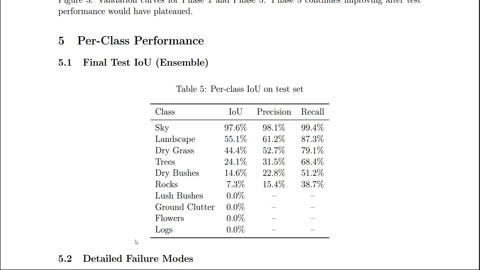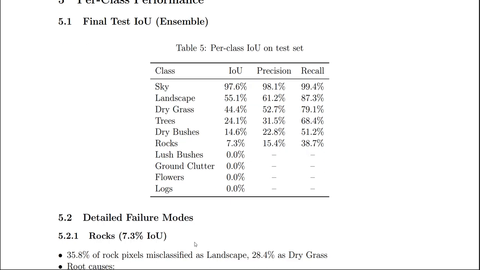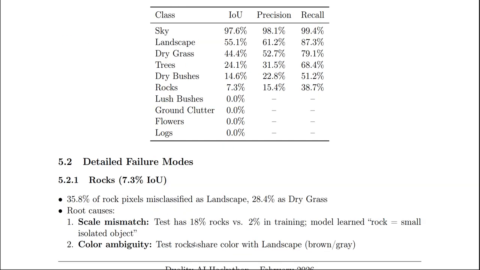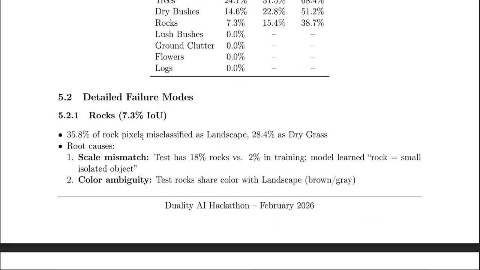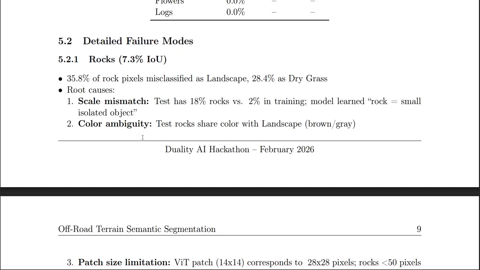So this is our per class performance on the test set, and we get 0 on loose bush, ground clutter, flowers, and logs as they are not present in the test data set. In the detailed failure mode, 38% of the rock pixels were misclassified as landscape and 28.4% as dry grass. And what could be the root cause? The test has 80% rocks, and in training we have only 2% rocks.